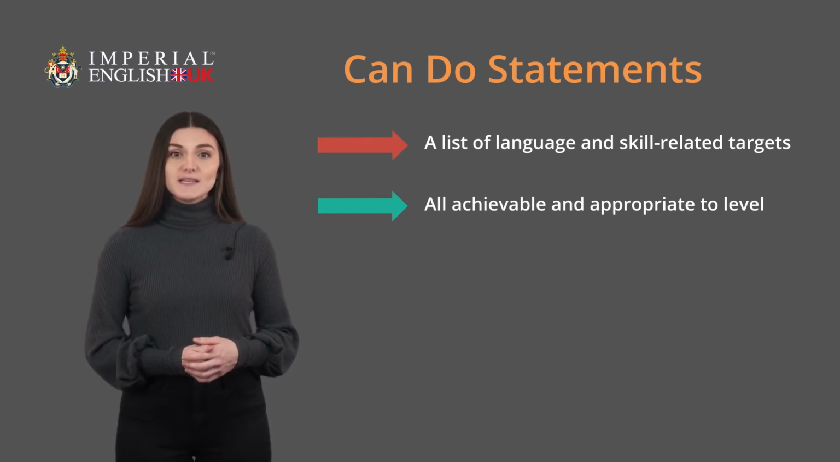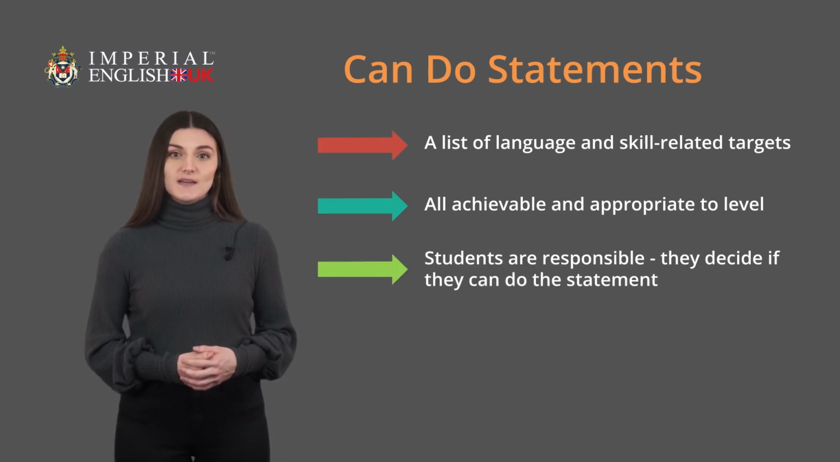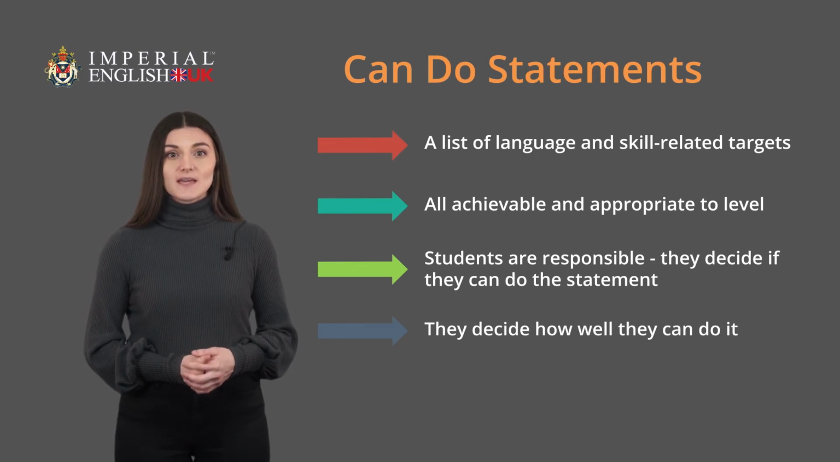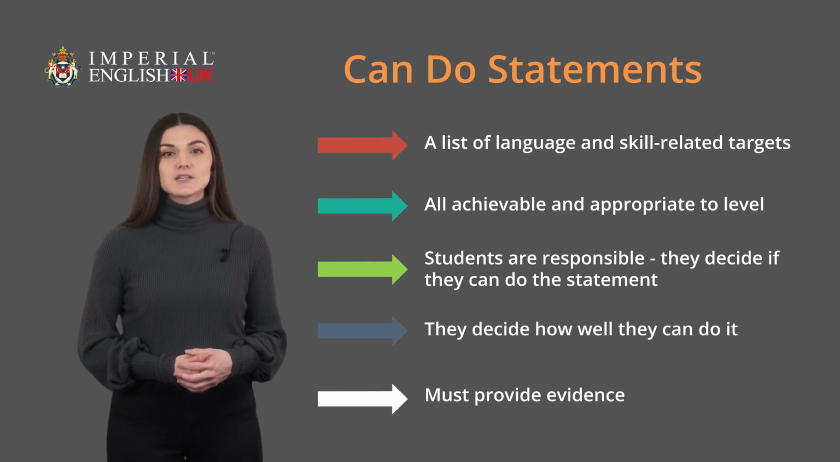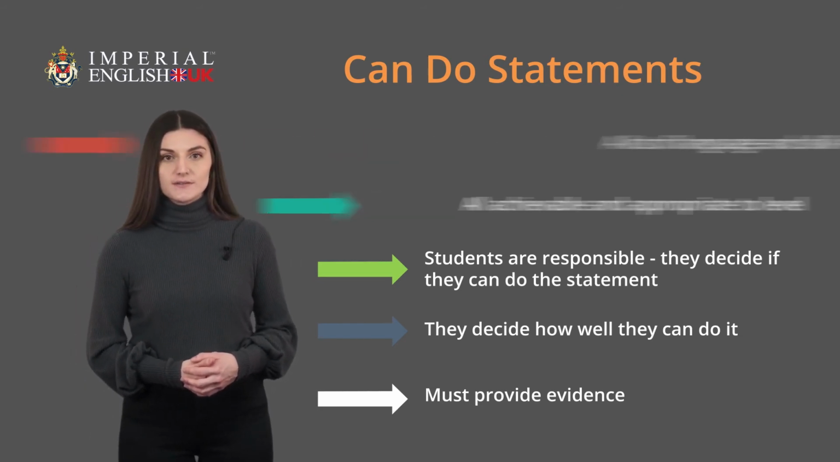However, they are intended for students to reflect on their learning, so it is up to them to decide if they feel they can actually do the item on the list. Our CDL asks the student to say if and how well they think they can do each statement, and also to evidence it. Asking for evidence, like the topic or task number, makes the student responsible for the answer, and also enables the teacher to check that they've definitely understood.